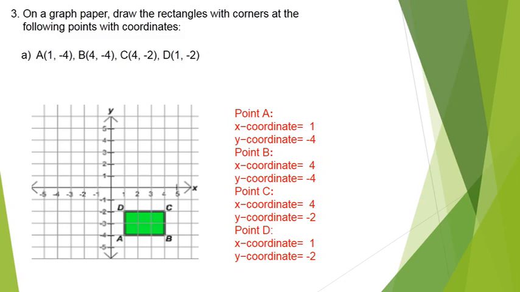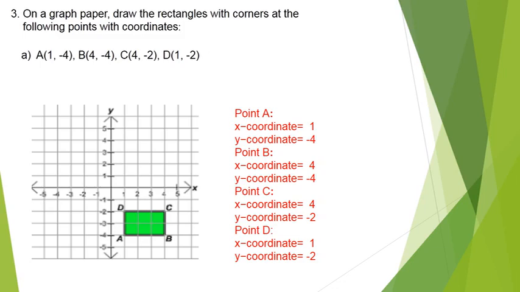Point C is x coordinate 4 and y coordinate -2. X is 4, positive. Yes, we go to the right side of the origin point in the horizontal line, and y is -2. We go down in the vertical line. So where they meet with each other, that point is indicated by C out there.